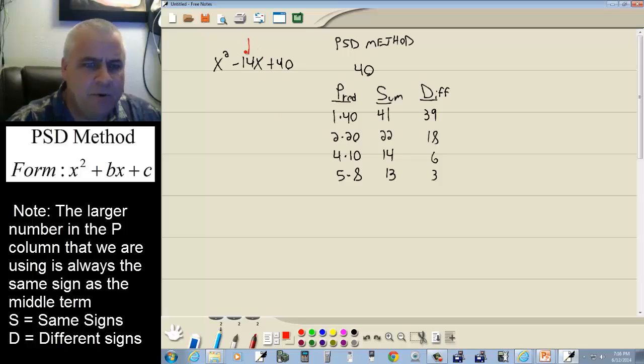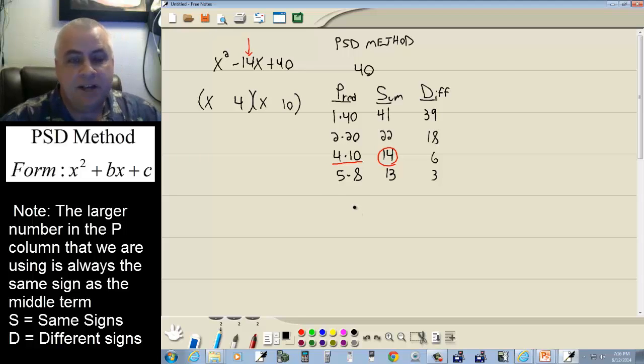The number we're looking for is the number in our middle term, which in this case is 14. And we find it here in the S column, which means we're going to use 4 and 10 in our answer. So I've got x plus 4 and x plus 10.